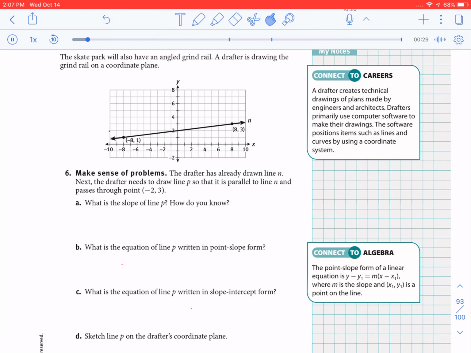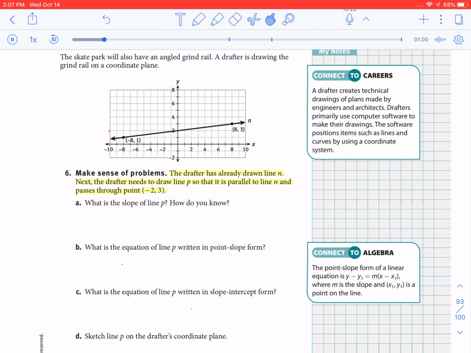6, and it says here that the drafter has already drawn line N. And next, the drafter needs to draw line P so that it's parallel to line N and passes through the point -2, 3. And so ultimately, we're looking to draw a line that's parallel to N. N is already right here. And we're looking to draw something that is parallel to it that goes through the point -2, 3.